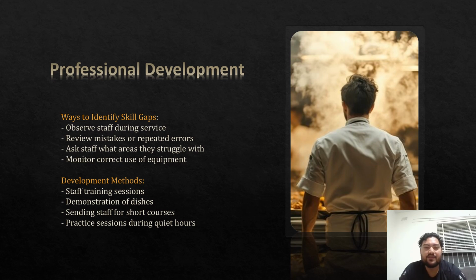Review mistakes and repeat errors. If someone is making mistakes, like burning the fish skin every time, or in busy time, or if someone is not capable of doing that job, you need to train them, tell them this is the mistake, and ask staff what area they struggle with. If someone is having a hard time working on the grill or pan or ladle, you need to ask them and you can teach them, or swap the sections. Monitor correct use of equipment.